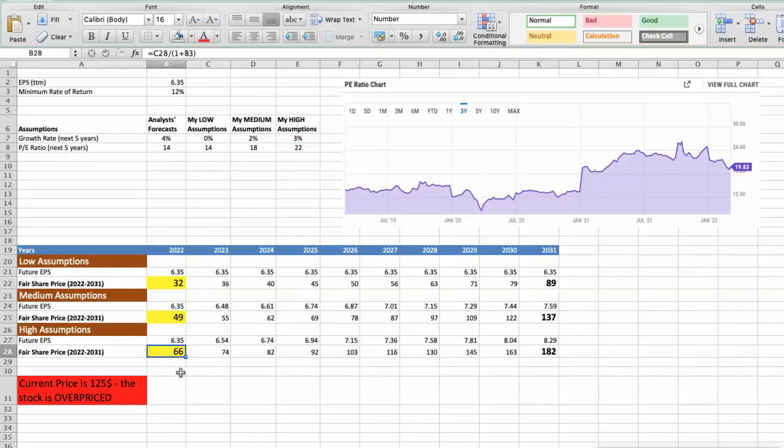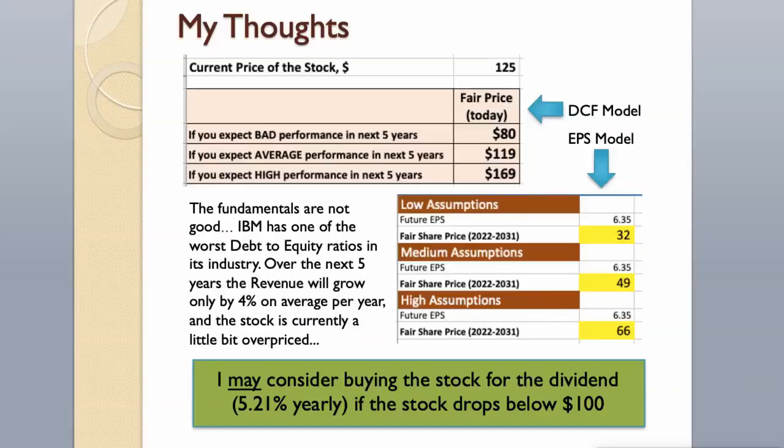As you can see, today the stock is overvalued, $125, even if we expect the company's high performance in future. The fundamentals are not good. IBM has one of the worst debt-to-equity ratios in its industry. Over the next 5 years the revenue will grow only by 4% on average per year. And the stock is currently a little bit overpriced. I may consider buying the stock for the dividend, 5.21% yearly, if the stock drops below $100.